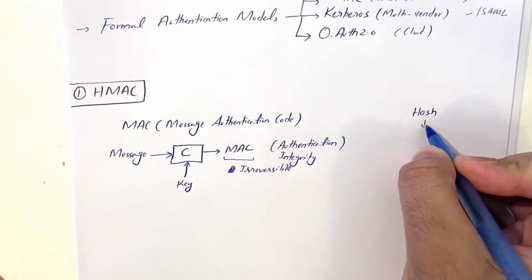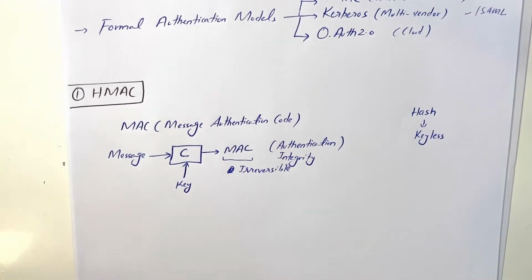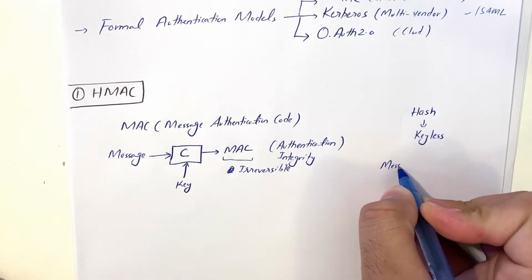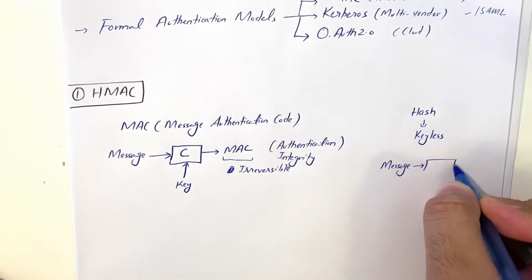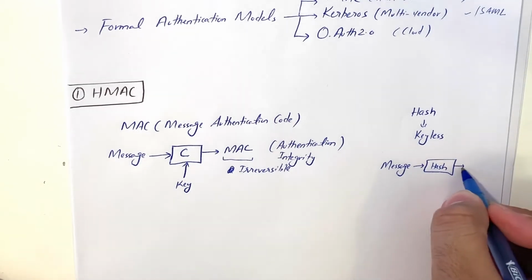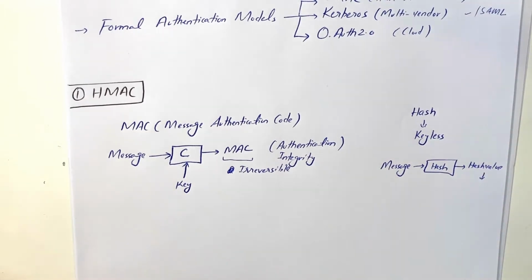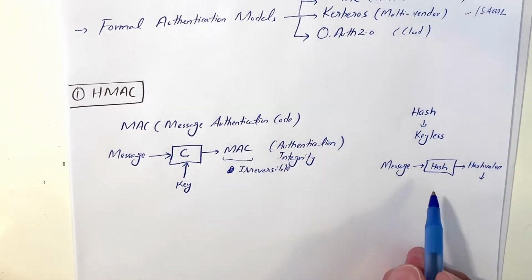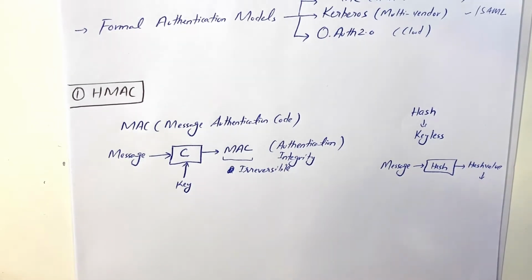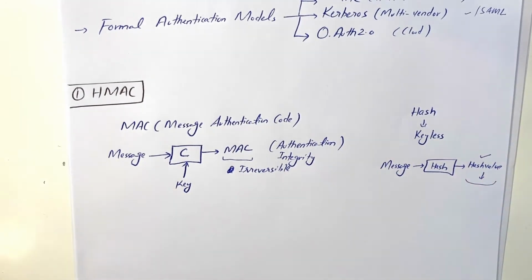Hash is basically keyless. It's not required that both sender and receiver have the same key, but they should have the same algorithm. Let's say this is the message, and you calculate a hash value by passing it through a hash algorithm like SHA1 or MD5. This is your hash value. We typically use this hash value to perform authentication. If you see here, there is no key required. So hash is basically keyless, and this hash value is used as an authenticator. Again, it is irreversible. If anybody knows the hash, they cannot extract the message.